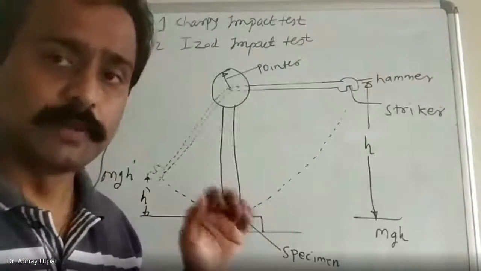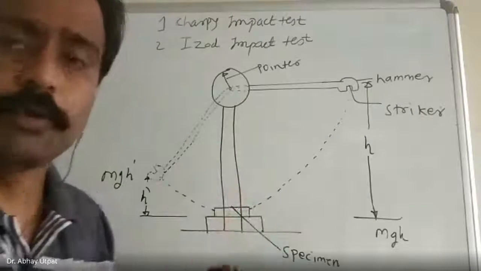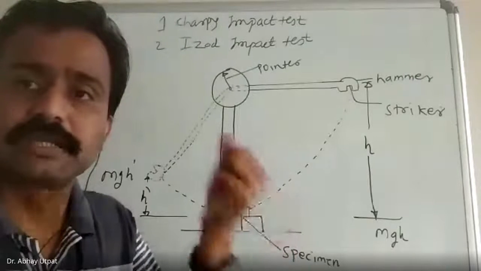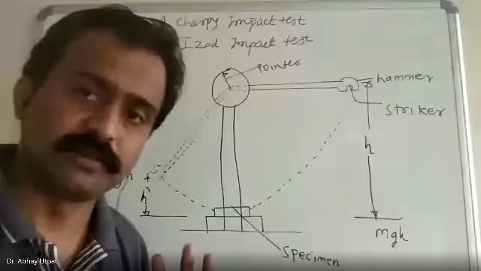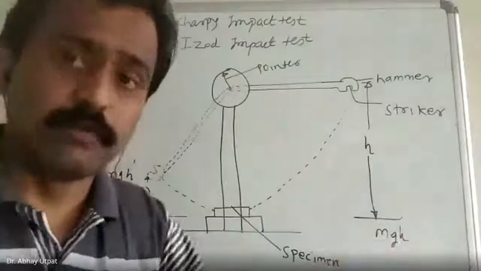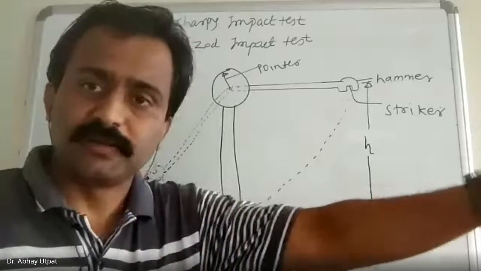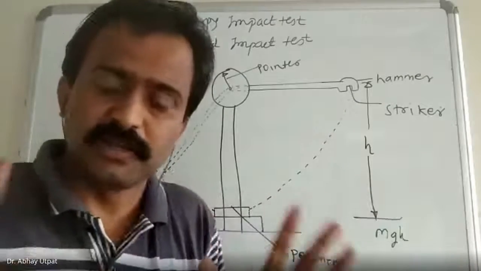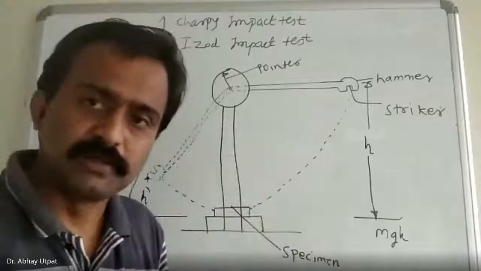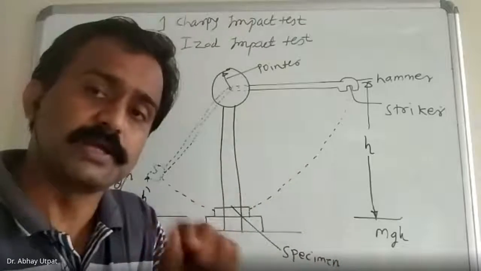You are going to keep the specimen here. We are going to find out what is the energy absorption capacity of the specimen. So you have to mention how you are measuring the distance, whether in feet or inches. You are mentioning clearly. Similarly, you have to measure the energy absorption capacity in joules only, whether measured by Charpy or by Izod.